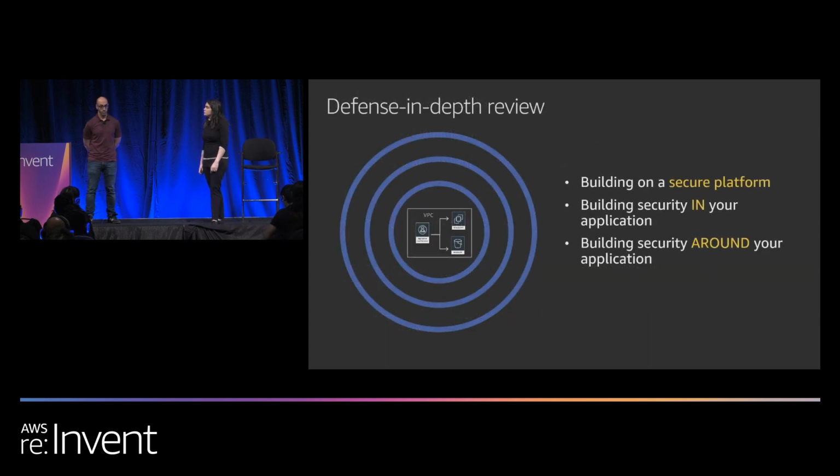Just to review what we've talked about today, to start, if you want a defense in-depth approach, you start with how you architect the application itself. So that's building security into your application. And then once your application is up and running, you want to make sure that you have security around the application itself. And foundational to that is making sure that you are building on a secure platform in the first place, which is where we talked about the shared responsibility model and how AWS provides that security for you.